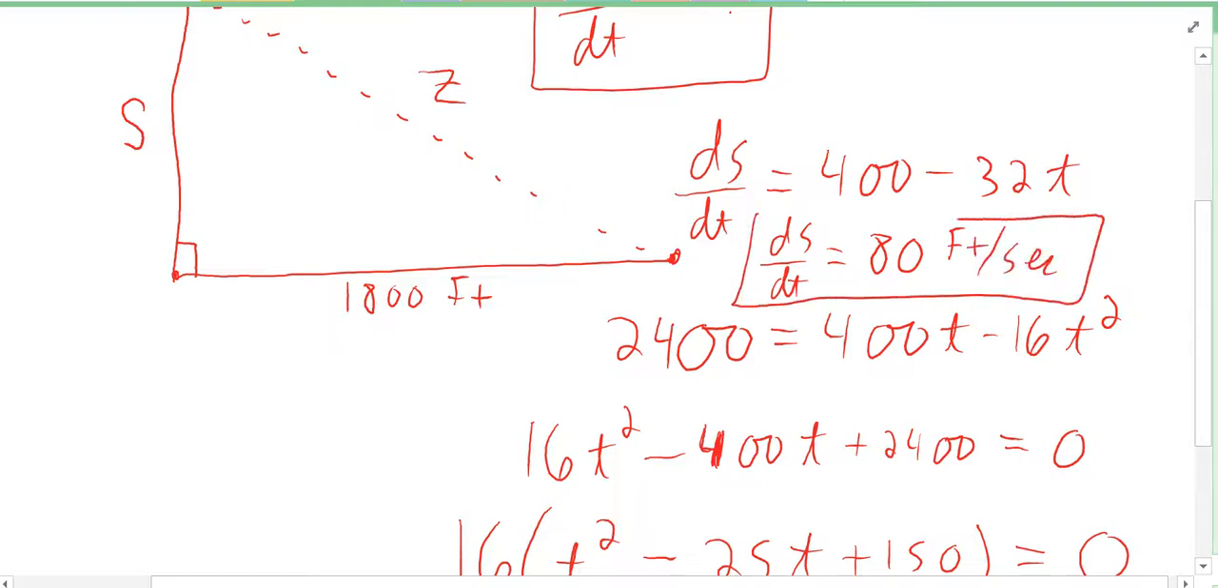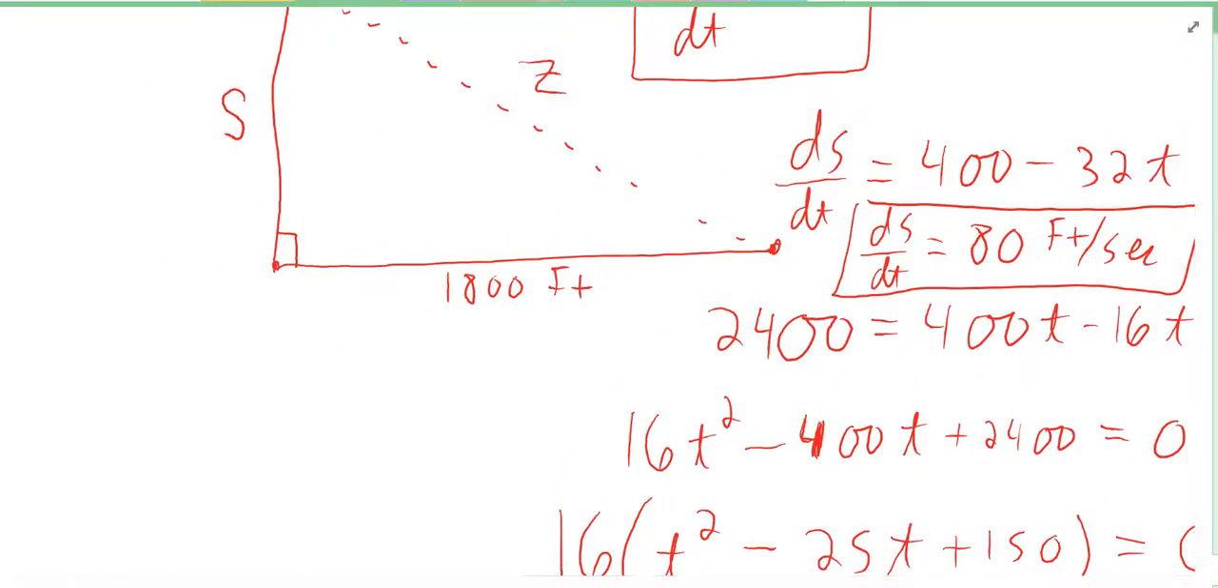So that was an awful lot of work just to get really the initial setup for this problem. Because what we're really going to do, again, is get this equation with Pythagorean theorem. We're going to derive it. All right? So the Pythagorean theorem equation is going to tell us that 1,800 squared plus s squared.